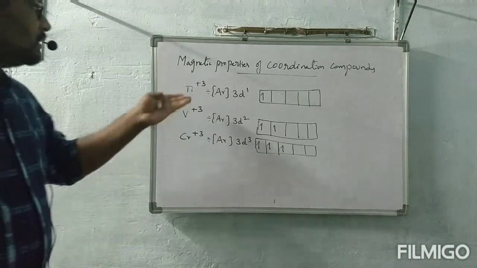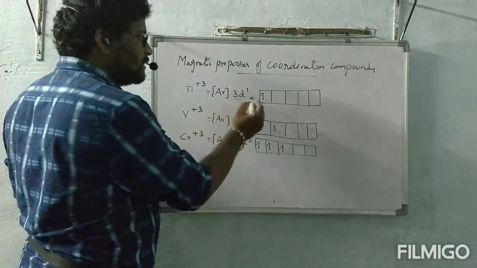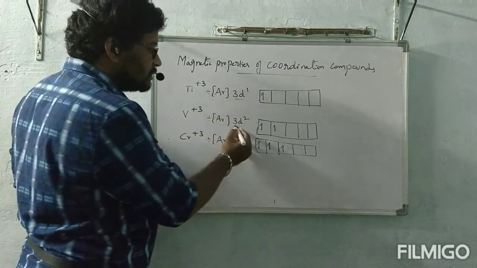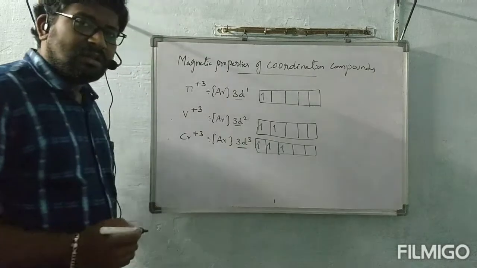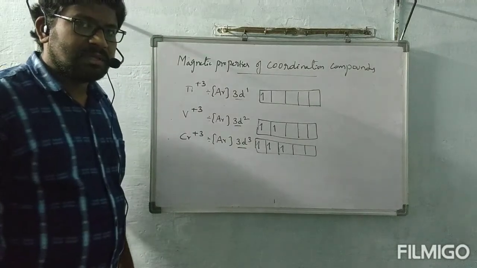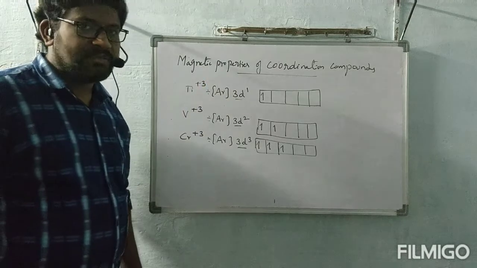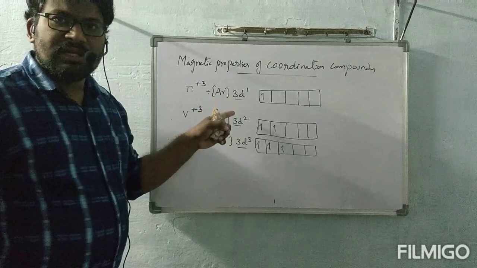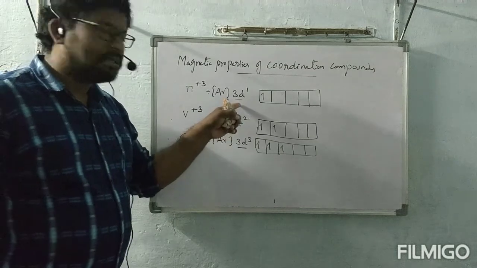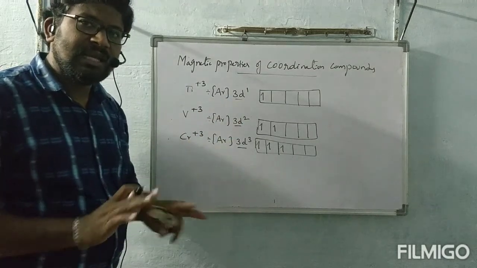Now see, this type of ions which contain 3d1 configuration, 3d2 configuration, 3d3 configuration, they did not face any problems in being explained with magnetic properties under valence bond theory. Under valence bond theory, these configurations, 3d1, 3d2, 3d3, didn't face any problem.